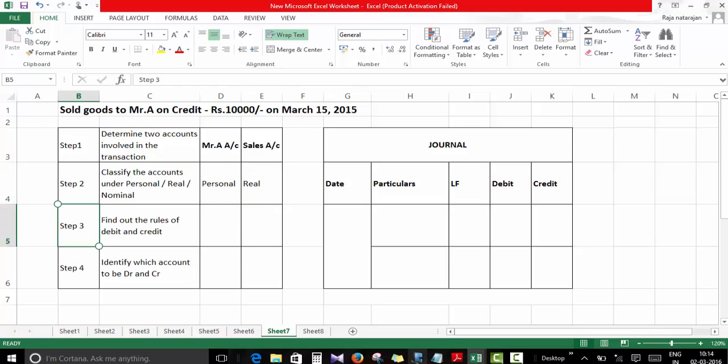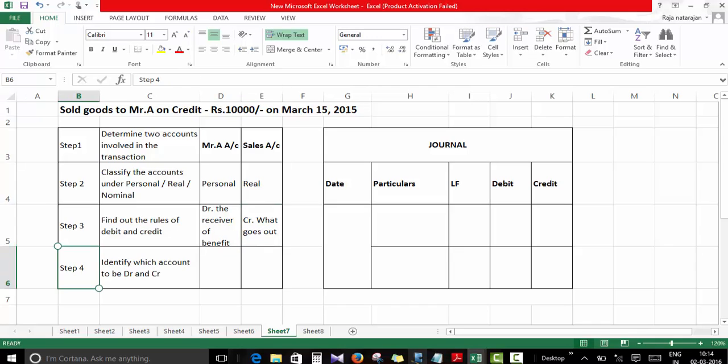Okay. Then step 3, we have to find out the rules of debit and credit. Personal account says debit the receiver of benefit, whereas real account says debit what comes in but credit what goes out. Here your goods are going out and that is recognized through sales. So credit what goes out, that's the rule under real account.